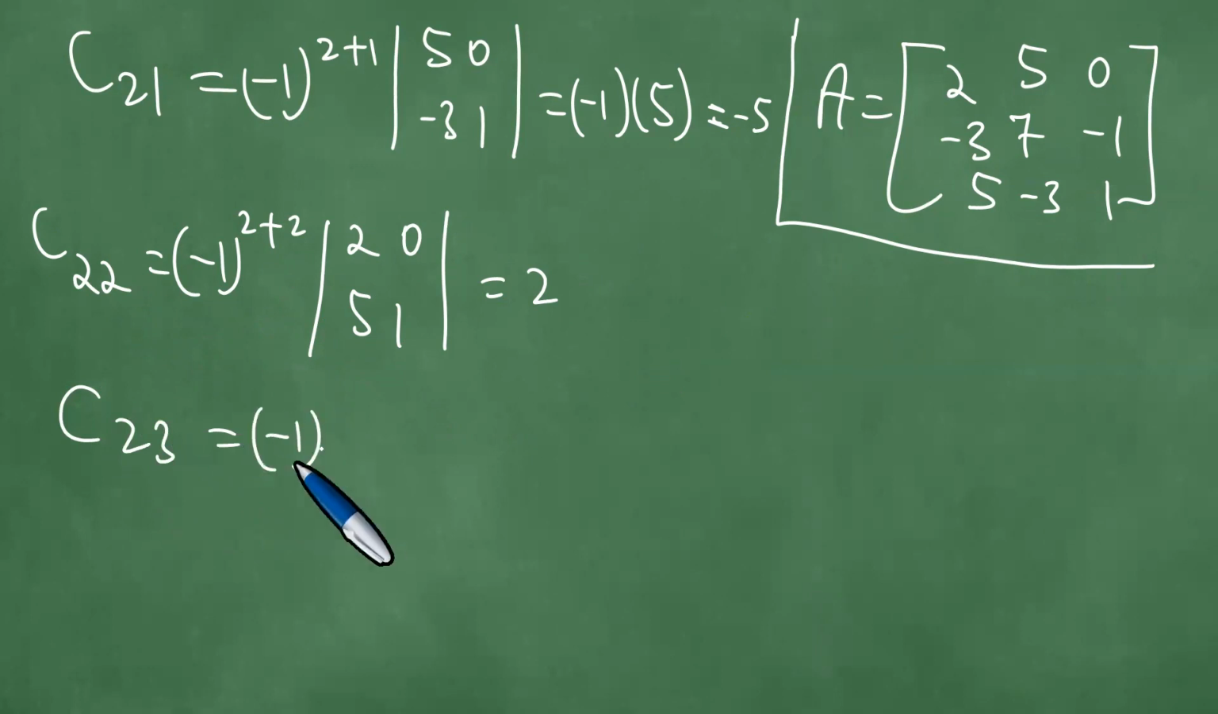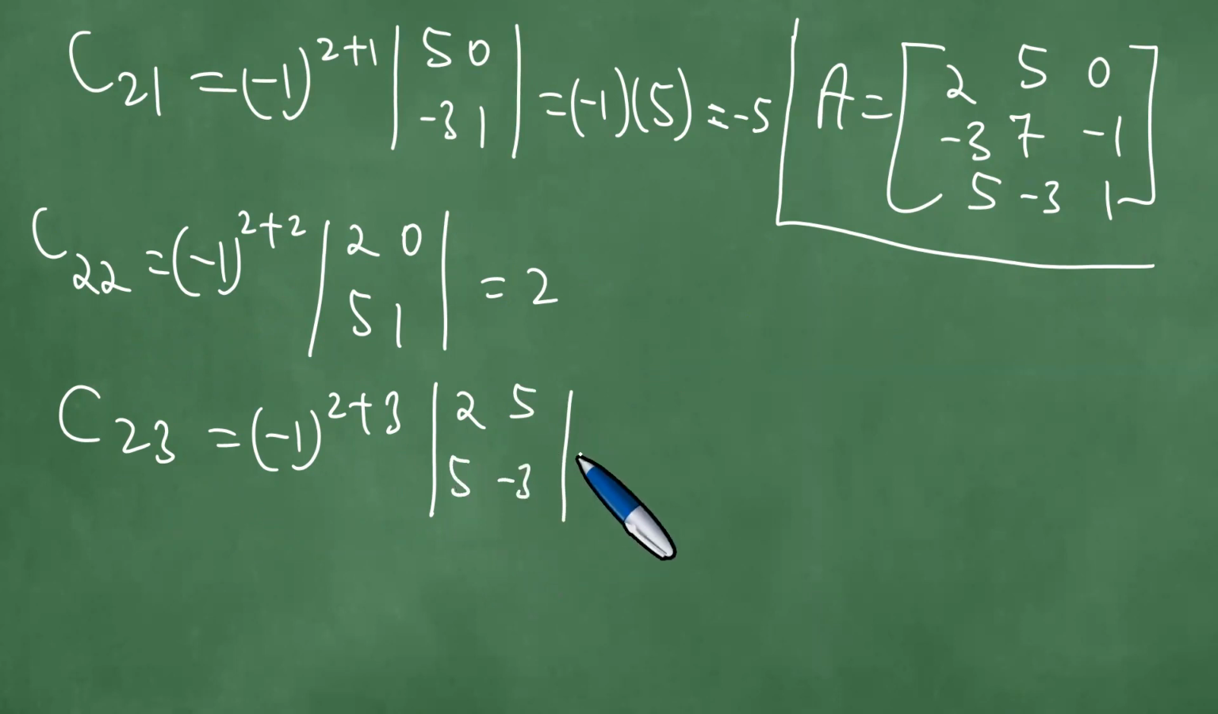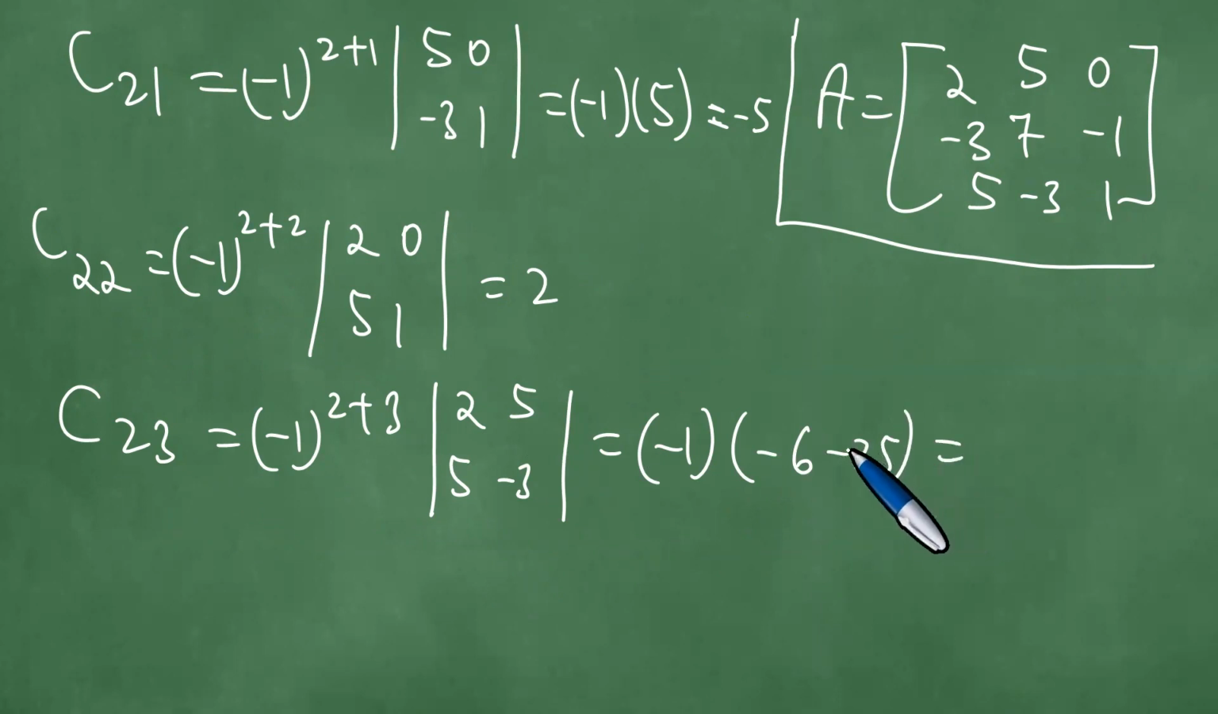C23. Okay, so 2, 3 is this one. This row blocked and that column blocked. We're left with 2, 5, 5 minus 3. And this is minus 1 to the 5th power, minus 1. This is minus 6 minus 25. So what is the answer? Is it minus 31?